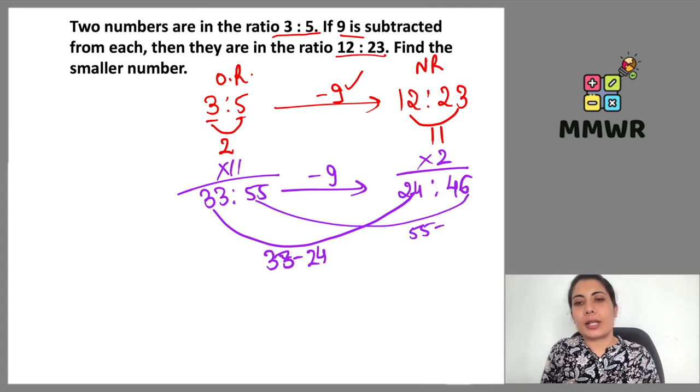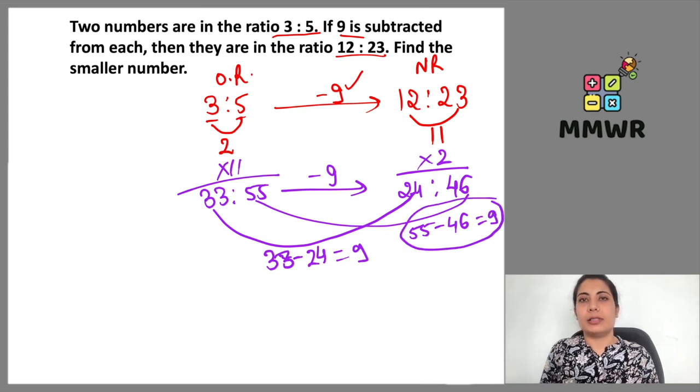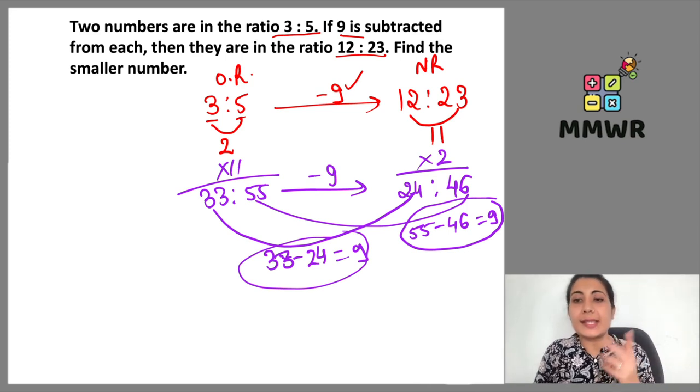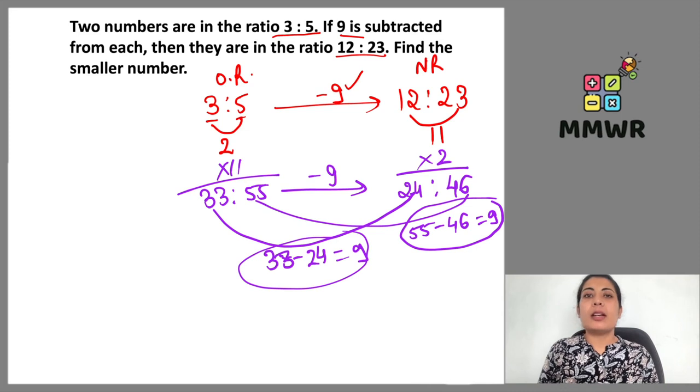Okay. Now quickly we will be checking whether the difference is 9 between 33 and 24 and 55 and 46 or not. Both the places the difference should be 9. Then only this is the accurate answer. And yes, the difference is 9 only. 33 minus 24, 55 minus 46, we get 9. That means originally the numbers were 33 and 55. Subtraction of 9 we have done, and the new terms we got are 24 and 46. After reducing those, 24 and 46, we are getting 12 to 23. 12:23. So the smaller number is 33.